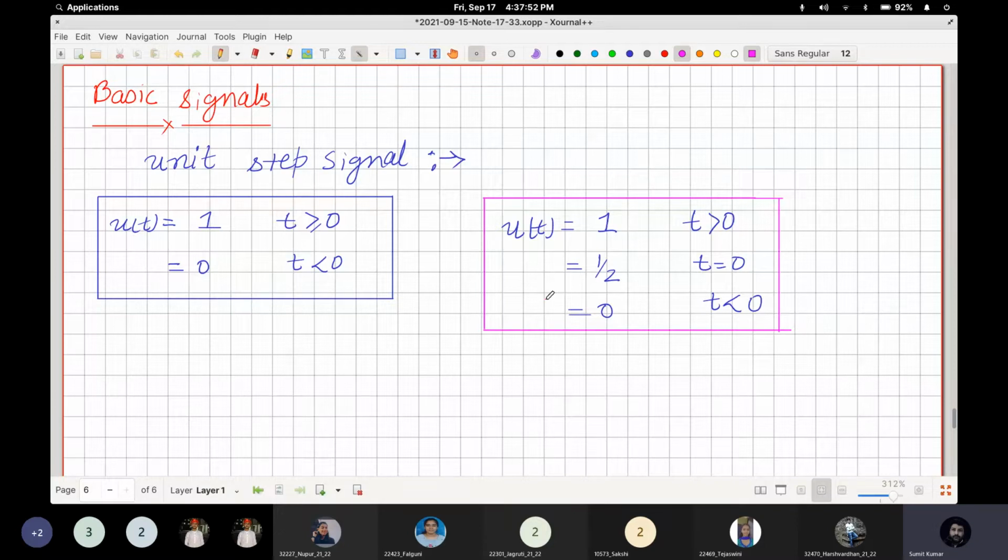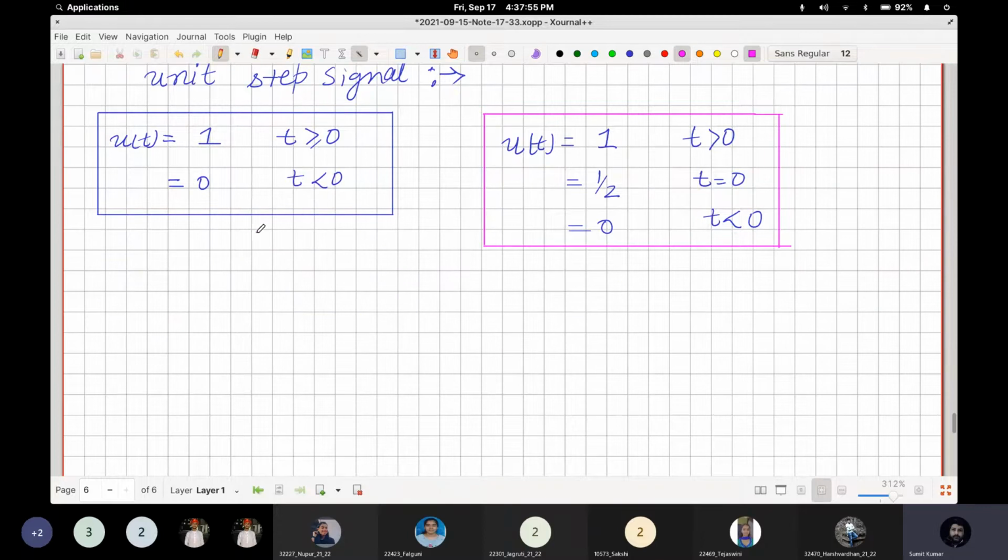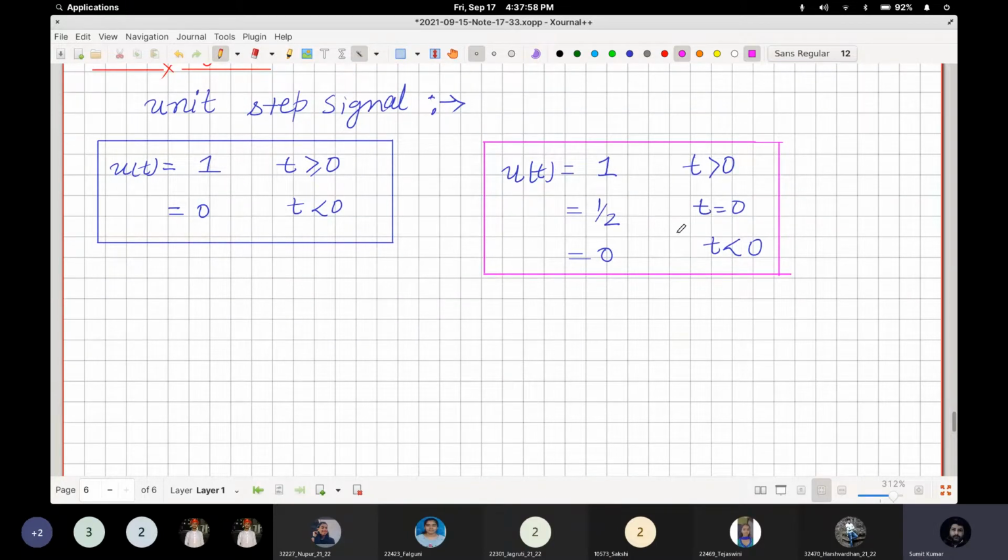So actually both of them are correct. By this definition or even by this definition, u(t) is discontinuous at t equal to 0, right? At t equal to 0, there is a jump. And if there is a jump, it doesn't really matter what the value is there. Are you getting my point? You will never be able to use that value. That's why people take this definition, in accordance with the Fourier transform and all that, but it doesn't really matter. Both of these definitions are equally correct.